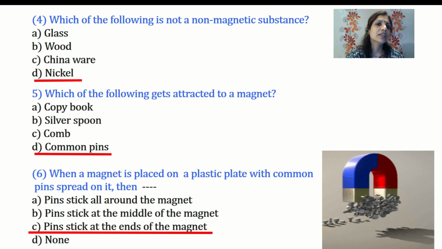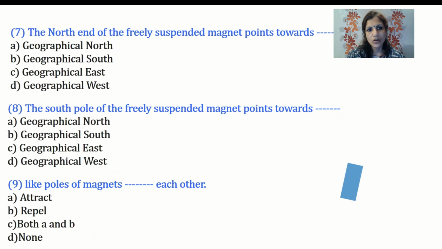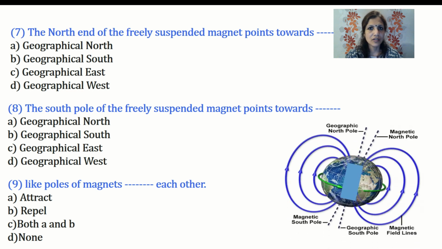Alright. Next question. The north end of the freely suspended magnet points towards: geographical north, geographical south, geographical east, geographical west. Let's understand this with the help of the figure. Look at this, children. It is said that our earth itself acts like a bar magnet, and in the figure you can make out the magnetic north pole, geographic north pole, then geographic south pole, and magnetic south pole.